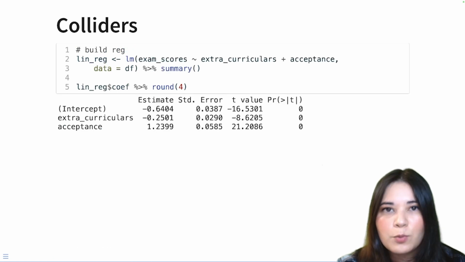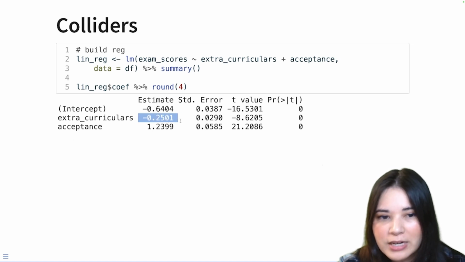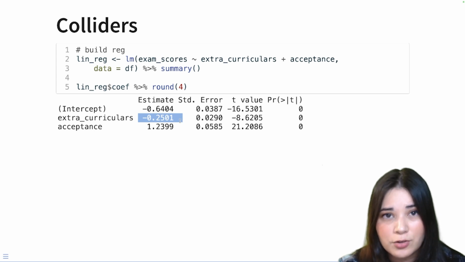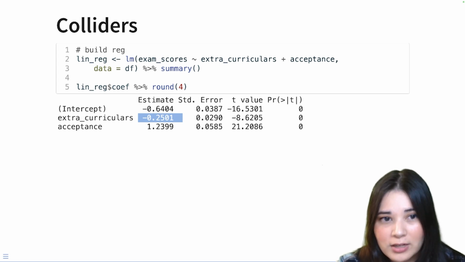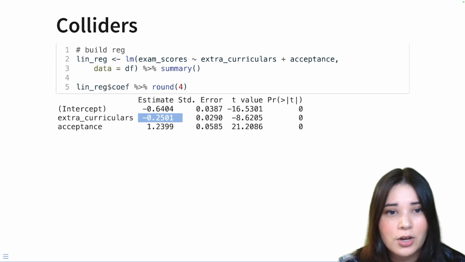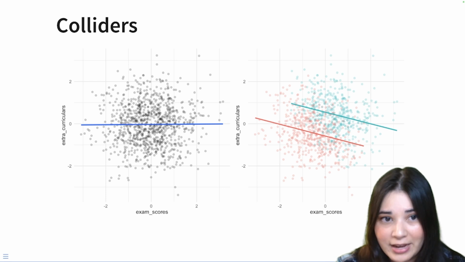If we rebuild our linear regression model, but we add acceptance as a covariate, then we can see that we get a pretty misleading coefficient for the relationship between extracurriculars and exam scores. This suggests that extracurriculars and exam scores are negatively correlated. In other words, if we increase your extracurriculars, then we would actually expect your exam scores to go down. And this is what's happening at the core of collider bias.